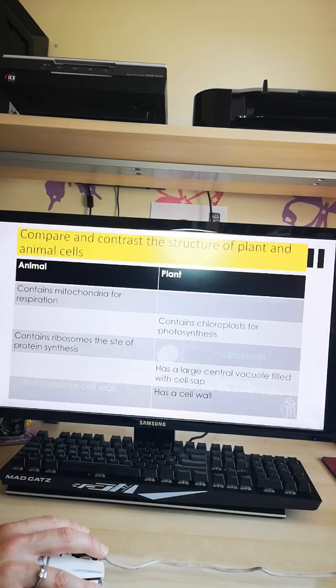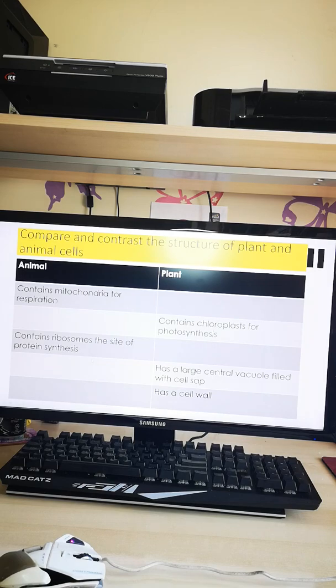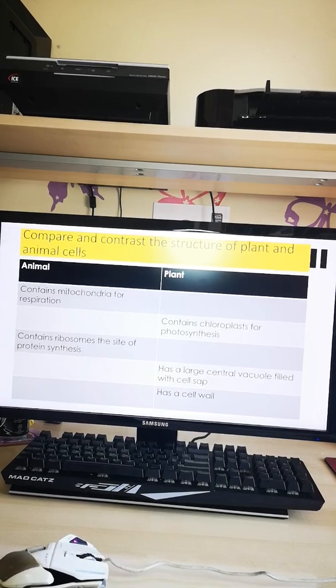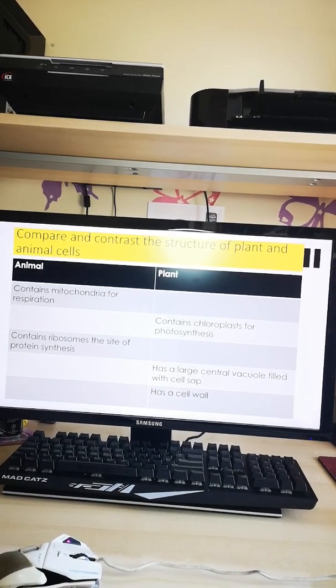Okay, so can you now have a go at this? So I'd like you to compare and contrast the structure of plant and animal cells. So we're looking for, in a compare and contrast, similarities and differences. Okay, so have a pause, copy it down, fill in the gaps, and then compare to my answer.